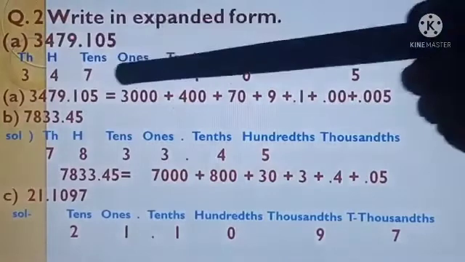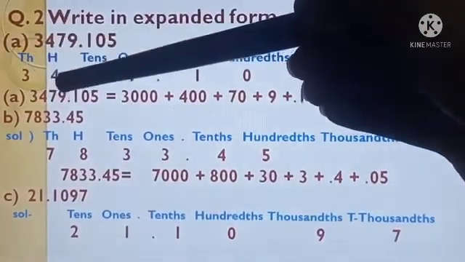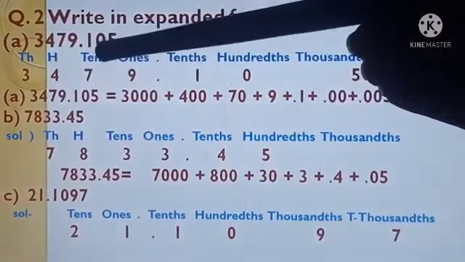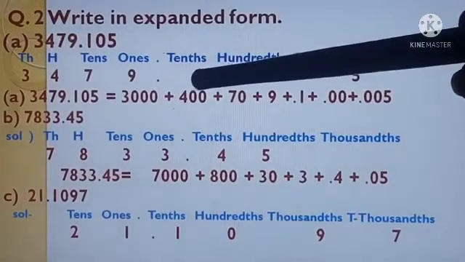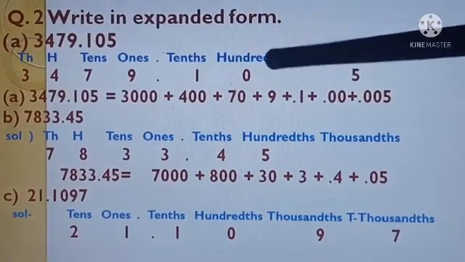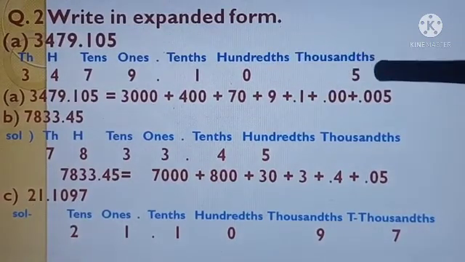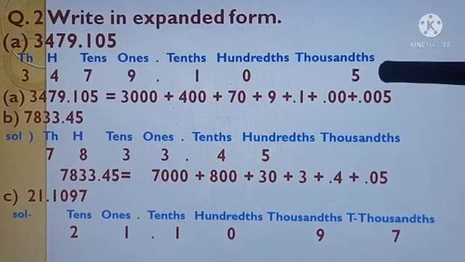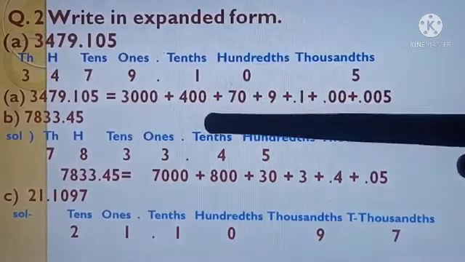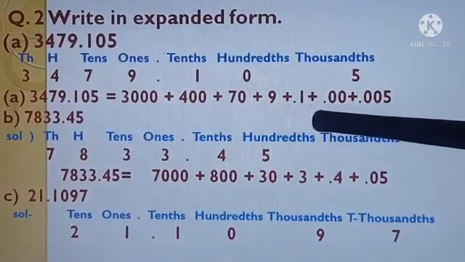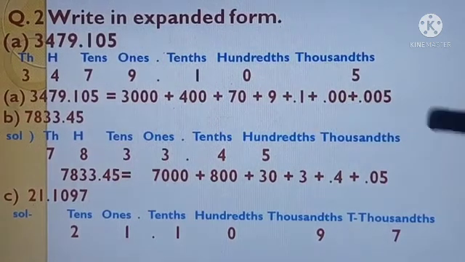3, if we are writing in expanded form, 3 has a place value 3000, 4 has 400, 7 tens, 9 has the value 9 ones, 1, it is 1/10th, that is decimal 1, 0 100th, decimal 00, you can leave this, 5000th, decimal 005. So in expanded form, we will write down 3000 plus 400 plus 70 plus 9 plus decimal 1 plus decimal 00 plus decimal 005.